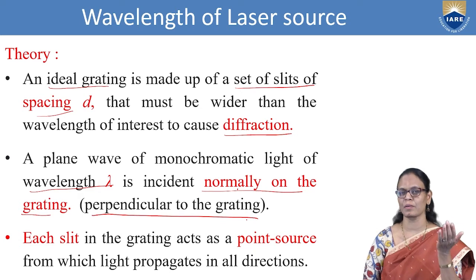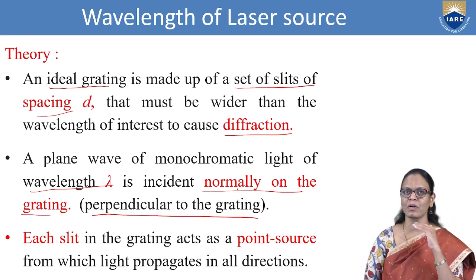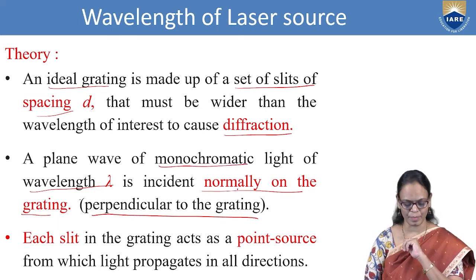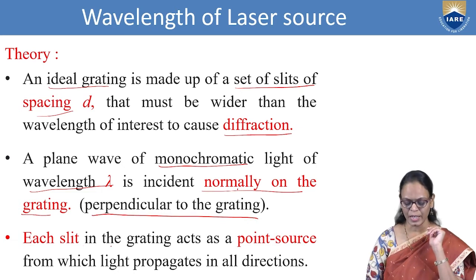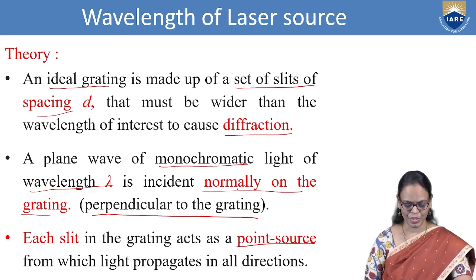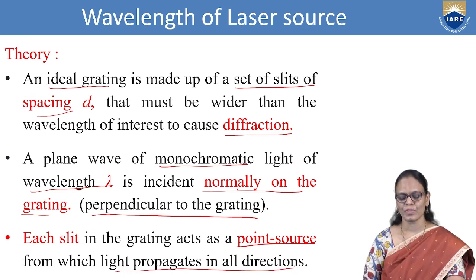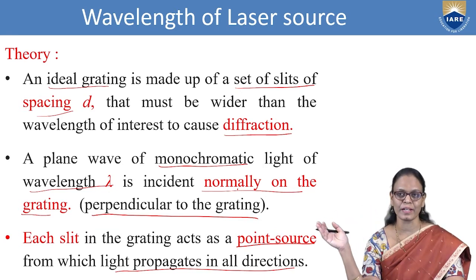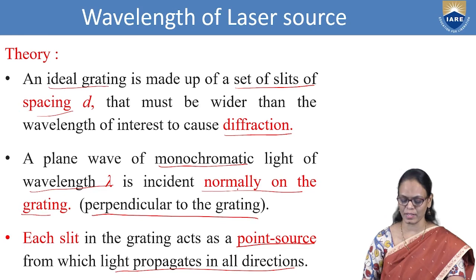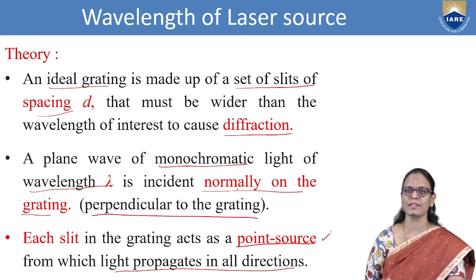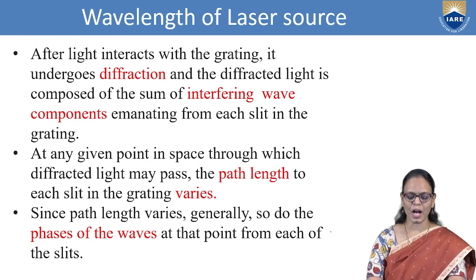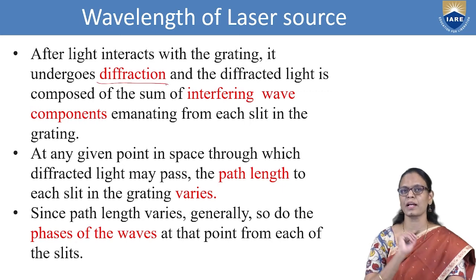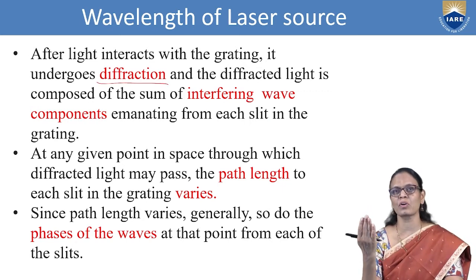What we have seen in single slit: light comes and falls on the slit normally, and the light that we are taking is monochromatic light of wavelength lambda. Now each slit in the grating acts as a point source from which light propagates in all directions. So when light falls on the grating and the grating has n number of slits, each slit will act as a point source, and it will start sending out secondary waves. So after light interacts with the grating, it undergoes diffraction. Here what we need to understand is diffraction, the bending of light around the corners of the obstacle.